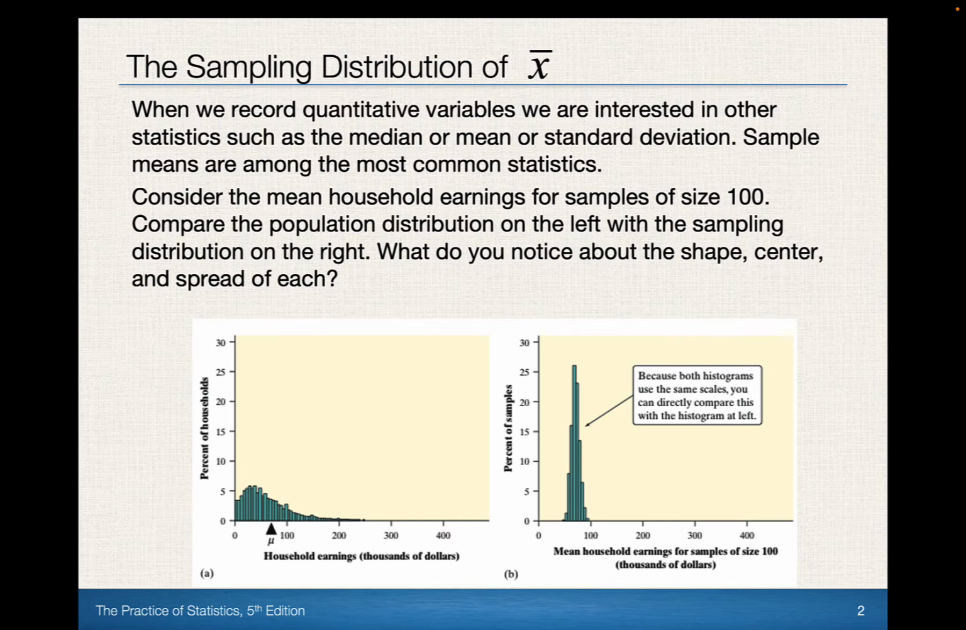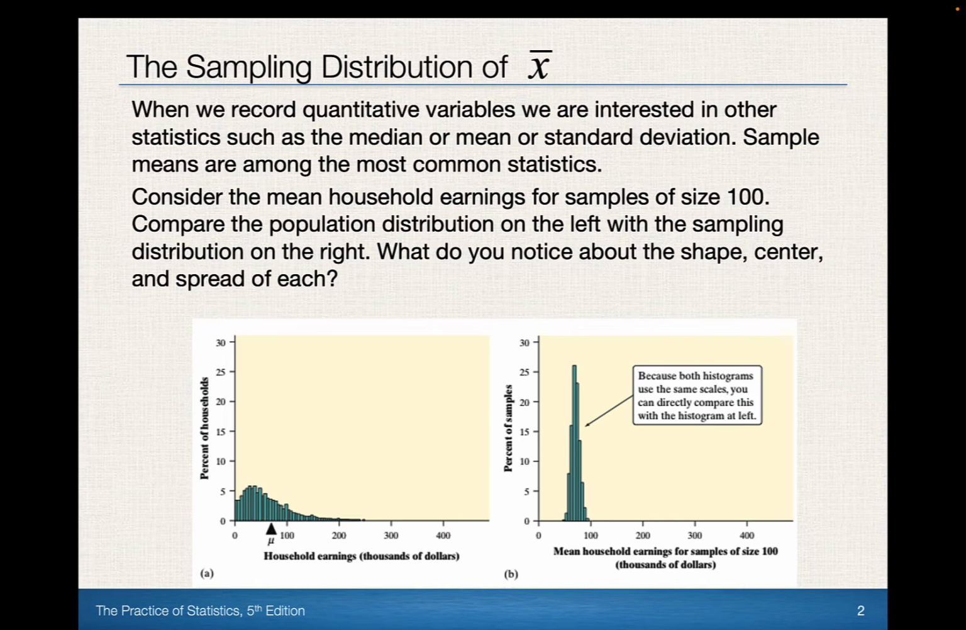We have one that's a population distribution of household earnings, and then on the right we have a distribution of the mean household earnings. Now, this is a very clear signal that we're looking at a sampling distribution on the right because they're specifically talking about the mean household earnings for samples of size 100. So you can imagine taking a sample out of this population on the left of size 100, finding the mean household earnings, and then plotting it on this particular set of axes.